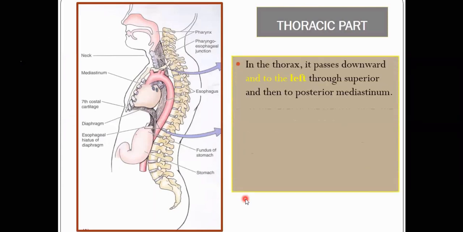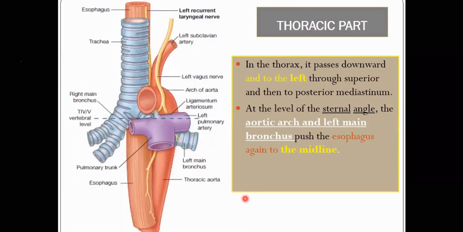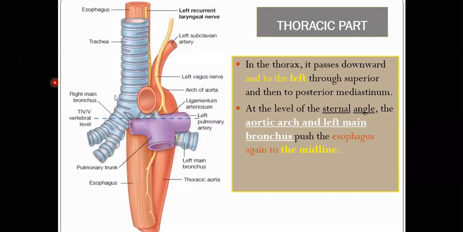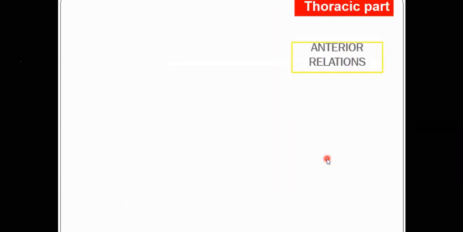Thoracic part: you can see this is the thoracic part of the esophagus when it is crossing. This is the arch of aorta. The thoracic part is passing downwards to the left, and at the level of the sternal angle, the aortic arch and the left main bronchus are pushing the esophagus to the midline. Here you can see the esophagus is related anteriorly to the trachea, left main bronchus, and the arch of the aorta. This is your anterior.